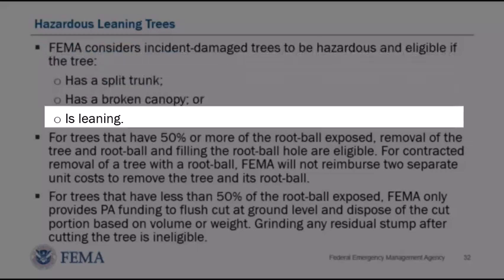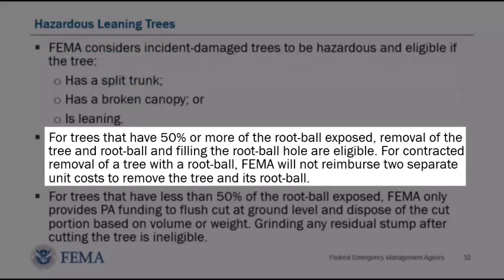Some additional things to look out for here. Root balls. For trees with 50% or more of the root ball exposed, removal of the tree, the root ball, and then the refilling of the root ball hole are all eligible. And for contracted removal of a tree and root ball, FEMA will not reimburse two separate unit costs to remove the tree and its root ball. Removal needs to be completed as one unit.